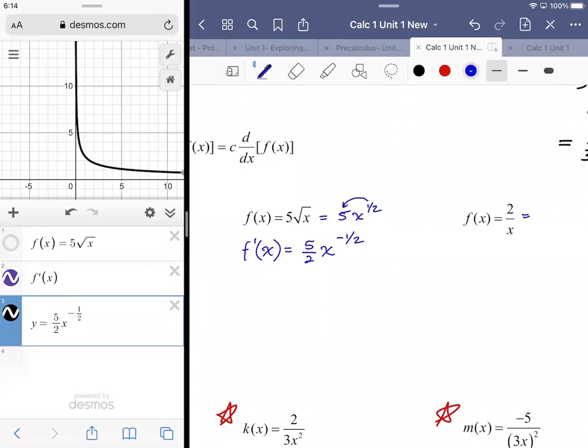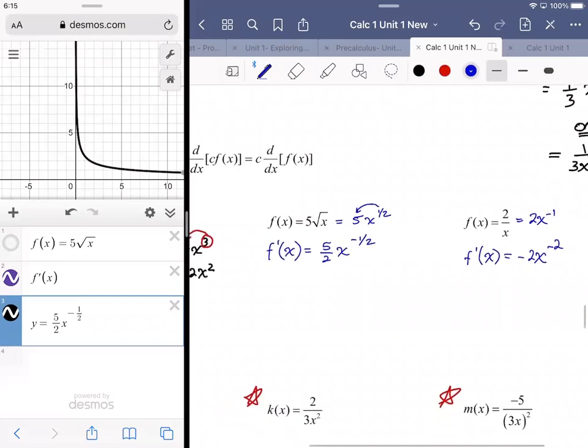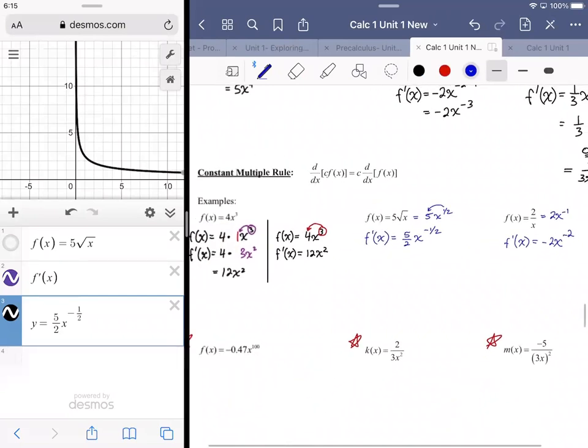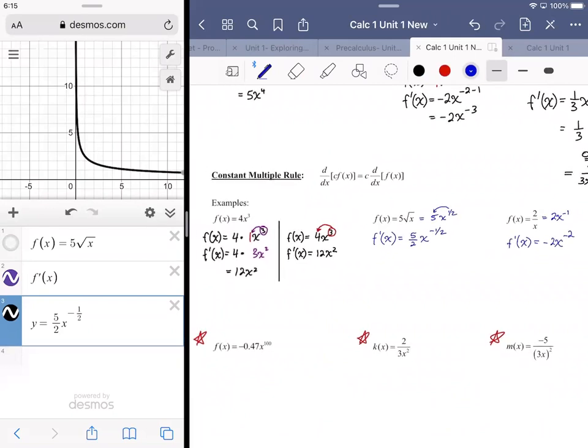So for the next one, 2 over x could be thought of as 2x to the negative first. So f prime of x would be equal to negative 2x to the negative second. Multiply power by coefficient, reduce the power by 1. Some of them are easier. Let me get rid of these stars. So the next one, power by coefficient, it's already in the right form. So f prime of x is negative 47 x to the 99th. You don't always have to rewrite before you can get started.